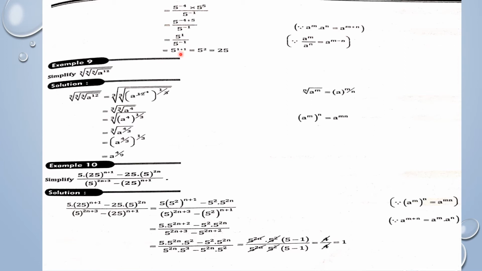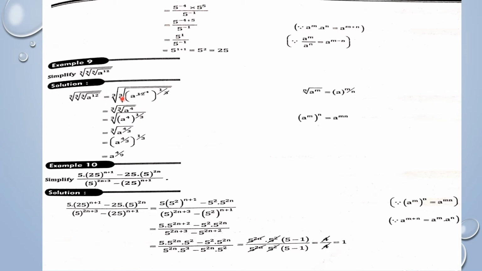So 5, 1 minus of minus 1. So in denominator you have minus 1. In numerator you have 1. So you are taking the base 5, this 1 minus of minus 1. So it will become plus 1. So 5 square, which will be 25. So according to this law of indices, you will write this equation.